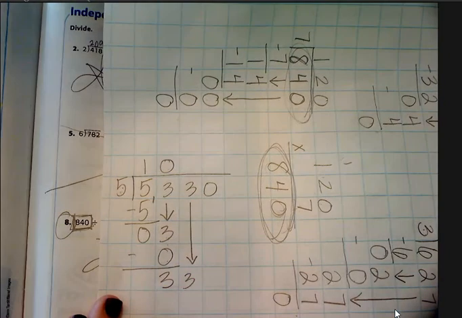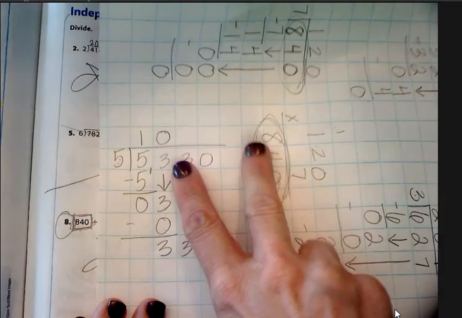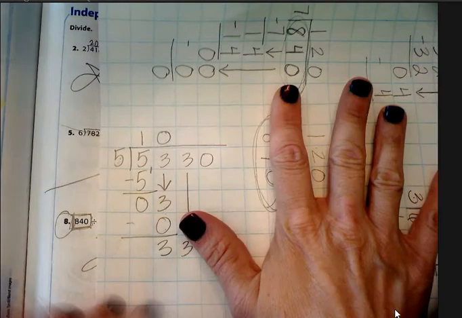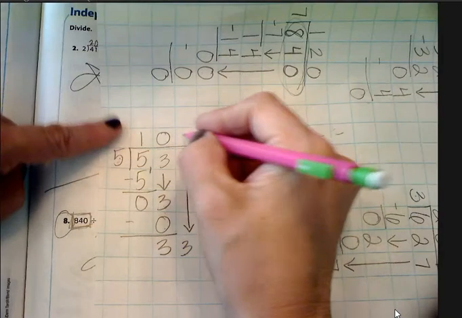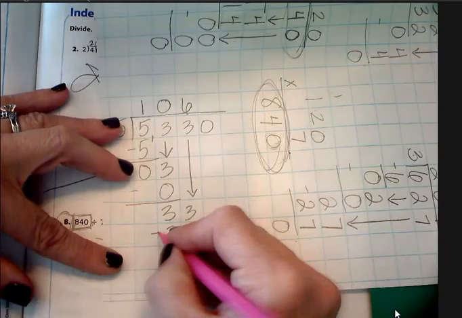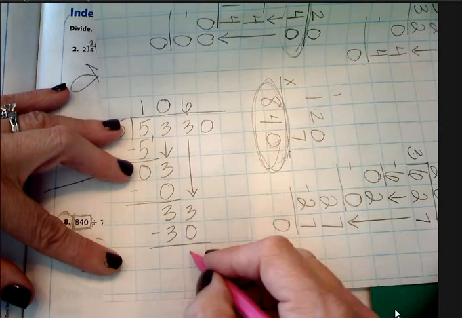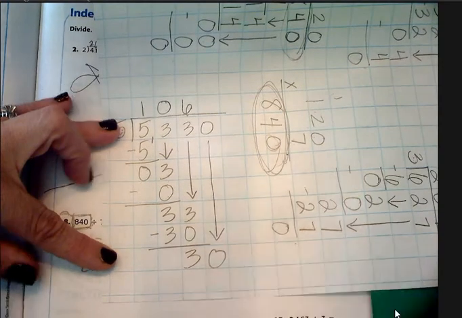How many times does 5 fit into 33? Well, I know 5, 10, 15, 20, 25, 30. Ooh, 6. So 6 times. 6 times 5 is 30. I subtract. 33 minus 30 is 3. I bring down a 0. Still a 0 there, so we have to bring it down.